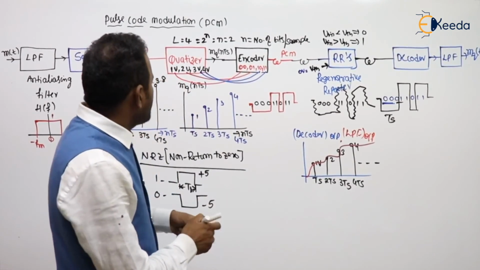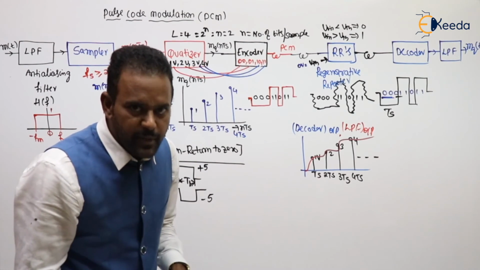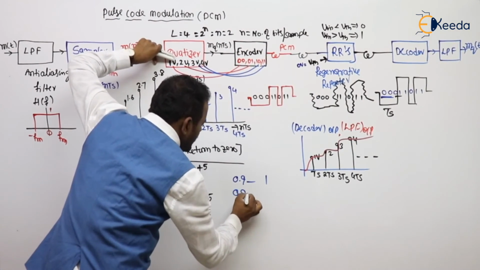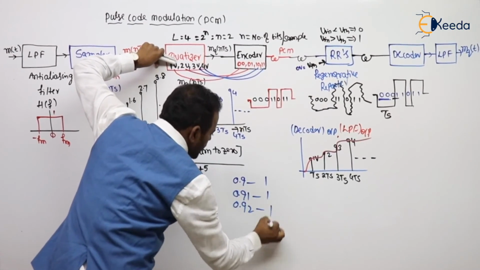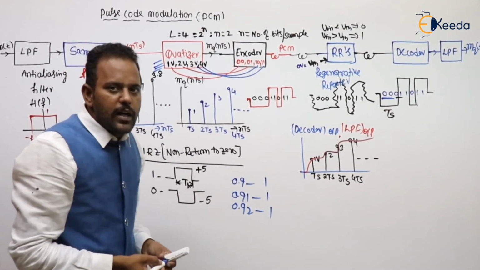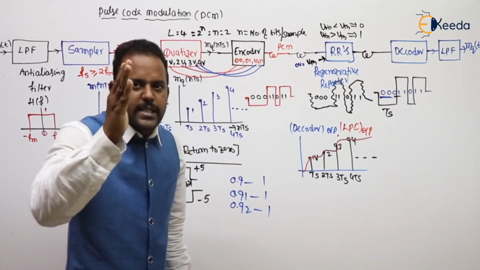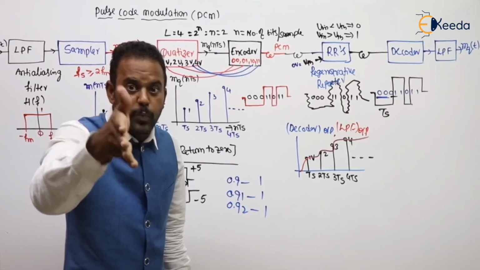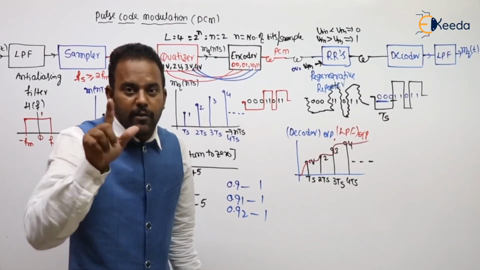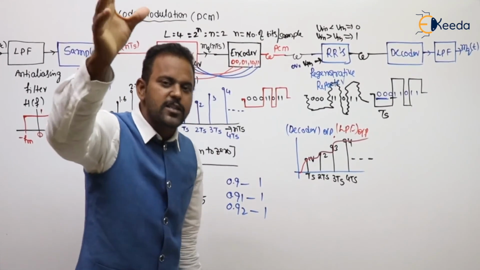One is that quantization is irreversible. Why is quantization irreversible, sir? See, for example, for this quantizer, if I give 0.9, the output is 1 volt; 0.91 also 1; 0.92 also 1. So for different inputs, the quantizer output is the same. The system is producing the same output for different inputs. In such a case, we are unable to provide an inverse system, which means the given system is irreversible.